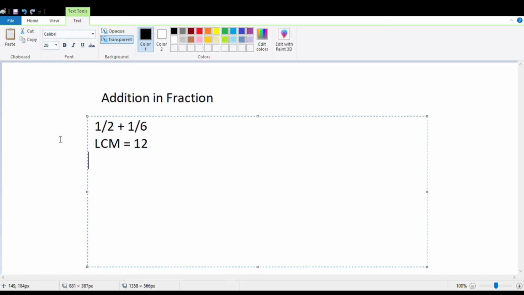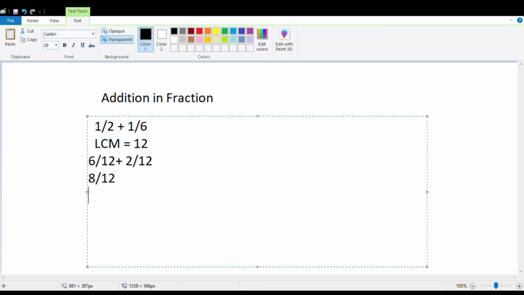So 2 times 6 equals 12. So you multiply the numerator by 6. So the answer will become 6 by 12 plus, and how much times 2 equals 12? 6. So you have to multiply 1 by 6 as well, and it will become 2 by 12. Now we can easily find the answer, which will become 8 by 12, because they are like fractions since the denominators are the same.